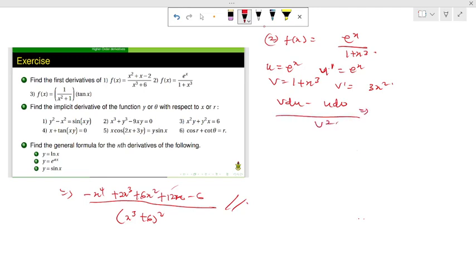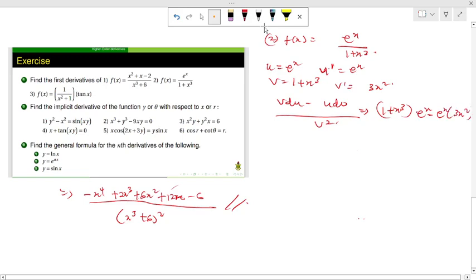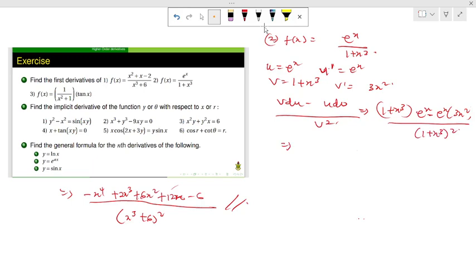My v is what? 1 plus x cubed. My du is e to the power x, minus my u dv. My u is e to the power x, dv is 3x squared, all over the expression 1 plus x cubed all squared, right? So this gives me e to the power x for the numerator. Here I have e to the power x, I have e to the power x. I'll factorize it out, and I have 1 plus x cubed minus 3x squared, right? All over 1 plus x cubed all squared. And I think that is all. Getting this is enough for simplification. You need not go further.